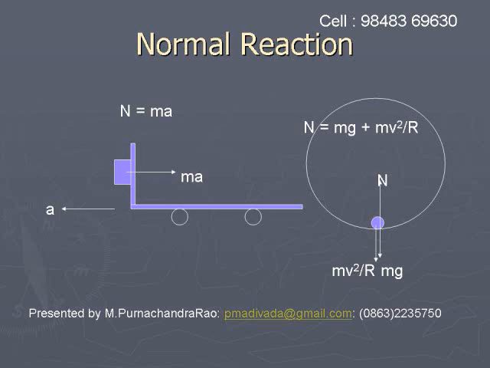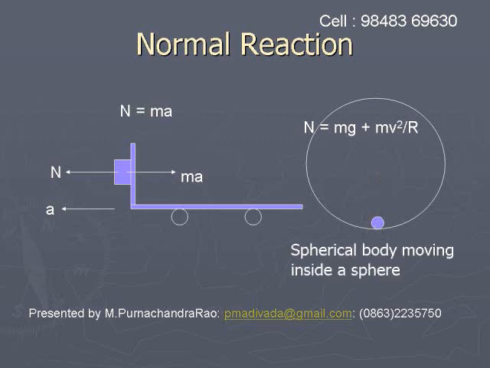Because of the force ma, the glass applies a force on the block, that is normal reaction. It is to the left. So the normal reaction N will be equal to ma, but ma will be to the right and normal reaction will be to the left, provided the vehicle is moving to the left with an acceleration a.